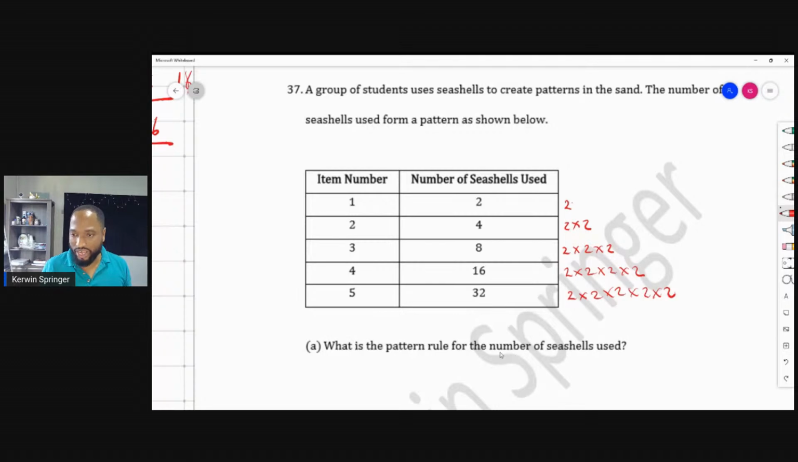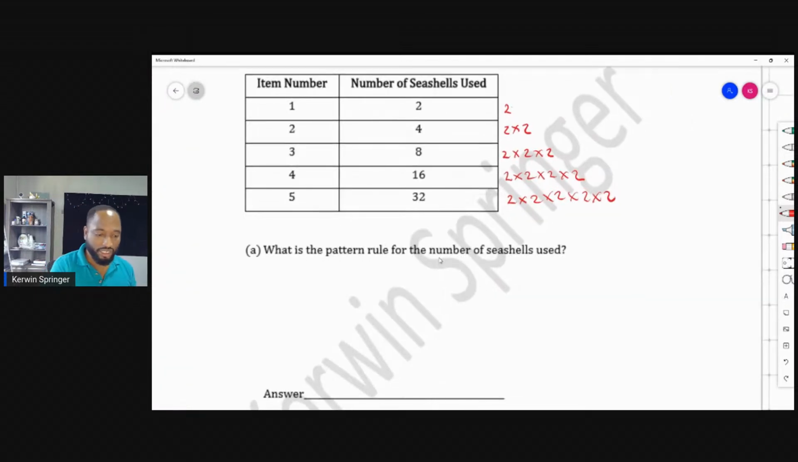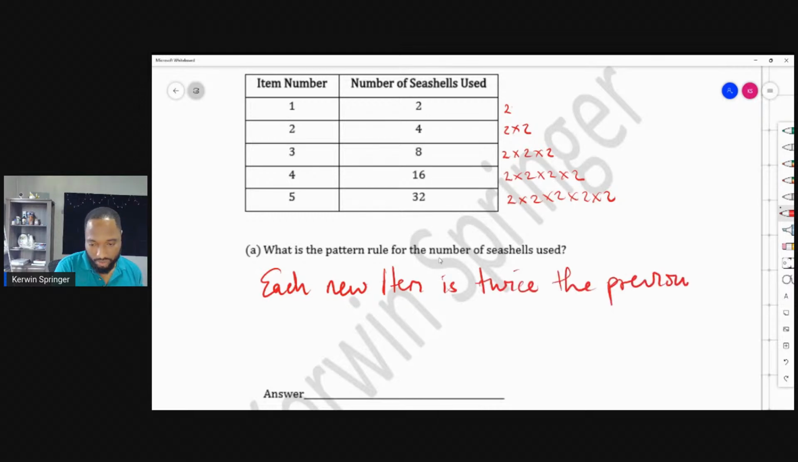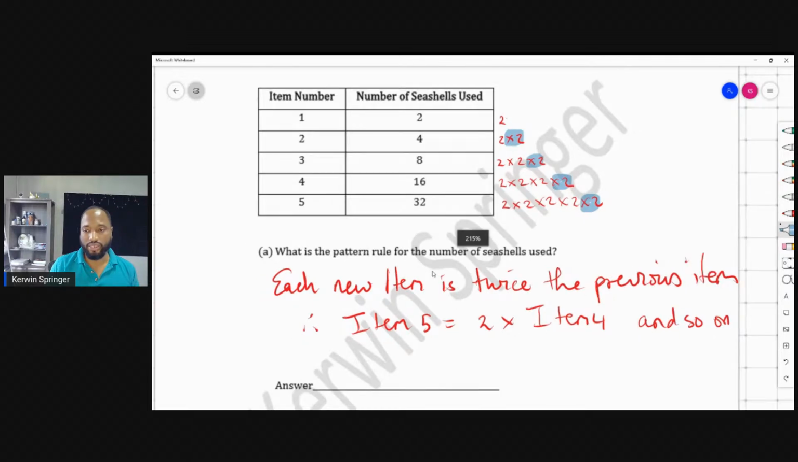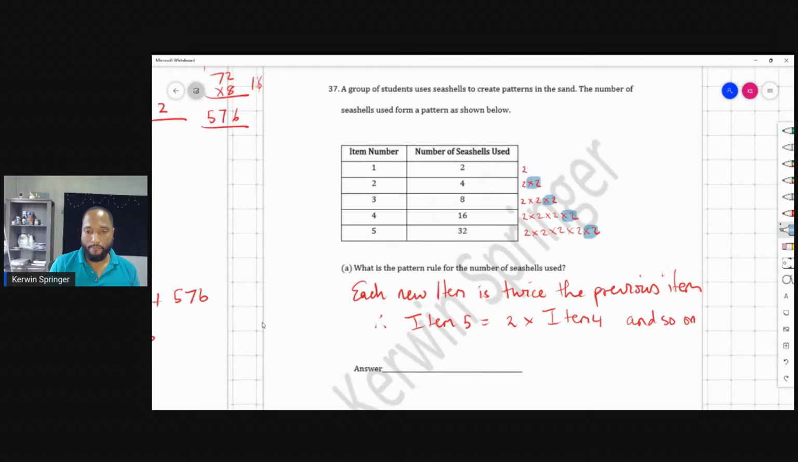Anyhow, this is the pattern that they're doing here. So the pattern rule is we can say each new item is twice the previous item. That's good enough. I will give you a mark for that. So therefore, item 5 is equal to 2 times item 4, and so on. So each new pattern you keep multiplying by 2. You all good with that?